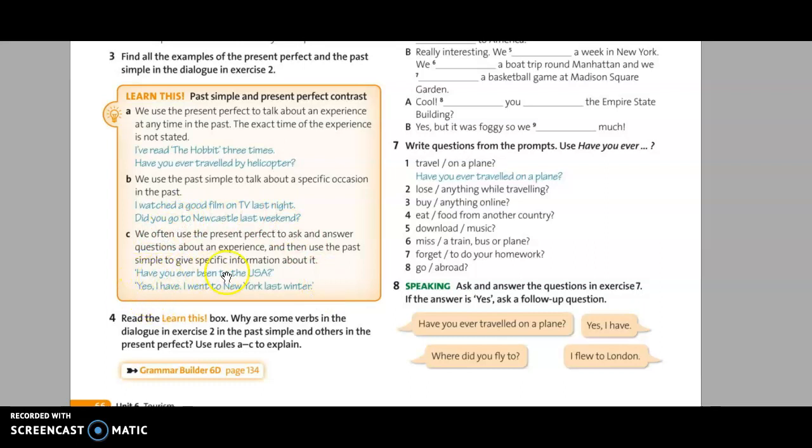You see, have you ever been to the USA? Yes, I have. Pero cuando voy al detalle, I went to New York last winter. Okay? So remember, like general experience, we use present perfect. Details, specific, one particular moment in time, we use the past simple.